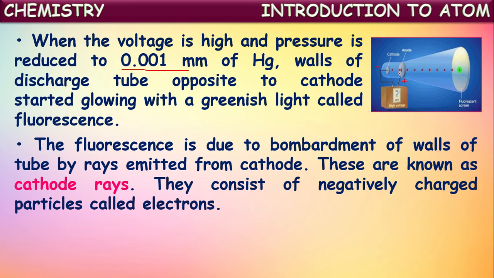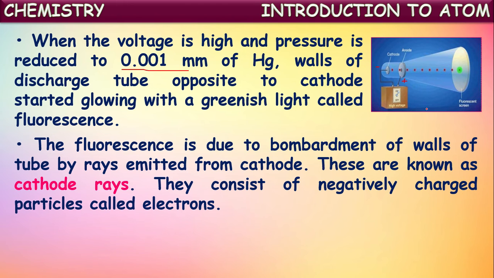So what happened? By passing high voltage current, certain particles, certain rays are emitted from the cathode side and they pass through the discharge tube towards the anode and strike the backside of the discharge tube. That's why this greenish light is emitted. So these rays which are emitted from the cathode side were called cathode rays, as they are produced from the cathode side. In that way, cathode rays were discovered by J.J Thomson by the discharge tube experiment.